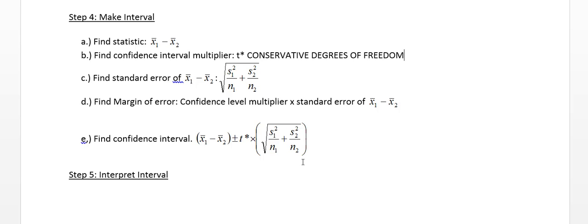Then in step 5, we'll interpret the interval. And to do that, we'll use the same information that we've used in the past: how confident we are, our parameter, and the interval itself. But here, when we define our parameter, we'll put minus, but the thing that will change is that instead of where we put minus in our parameter definition, we'll insert the interval. So that's generically how you perform a confidence interval. Next, we'll look at an example.